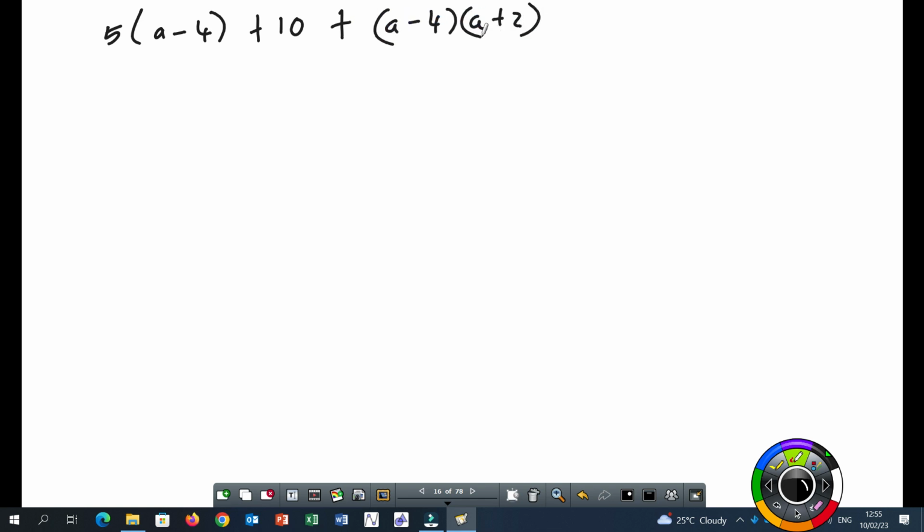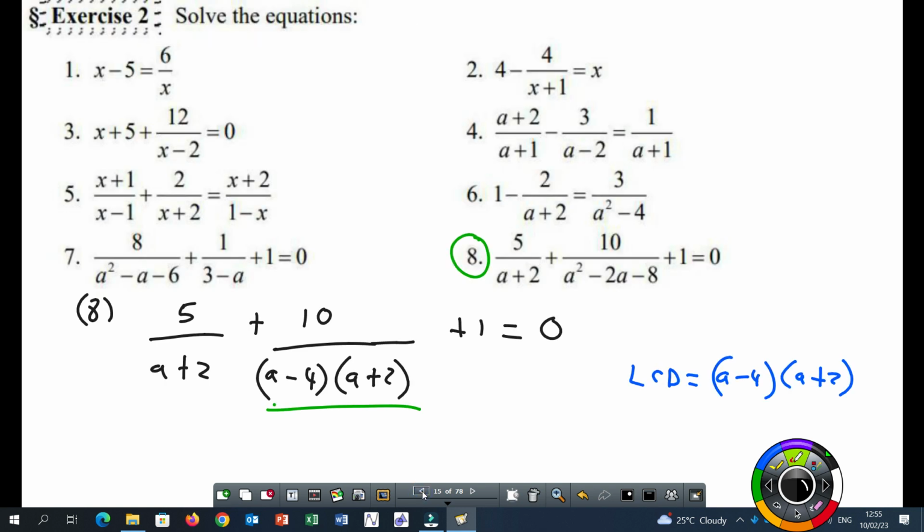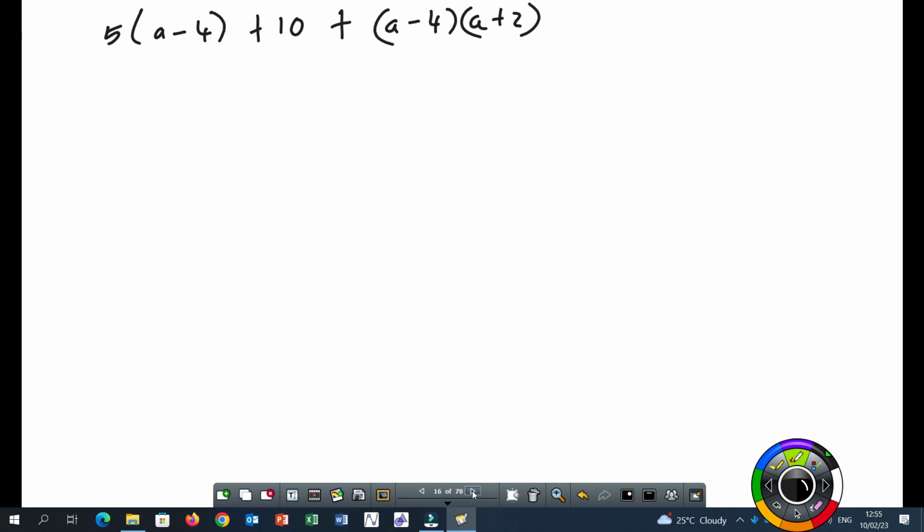So I'll get plus 10 plus the LCD, which is a minus 4 times a plus 2. The reason why I have to write the LCD in full there is because the denominator of that one there is a 1. So if we want to make it equivalent to the LCD, we have to multiply it by the LCD. This will be equal to 0.